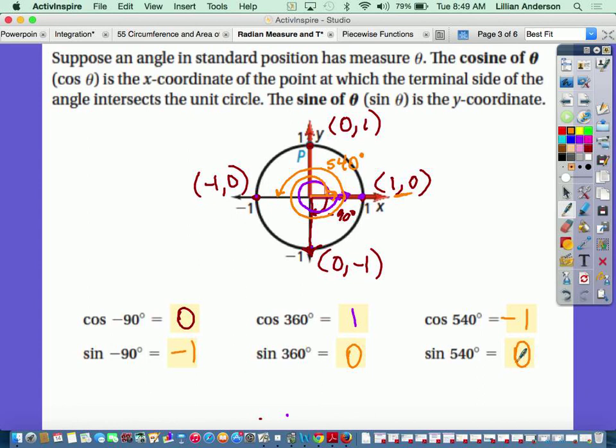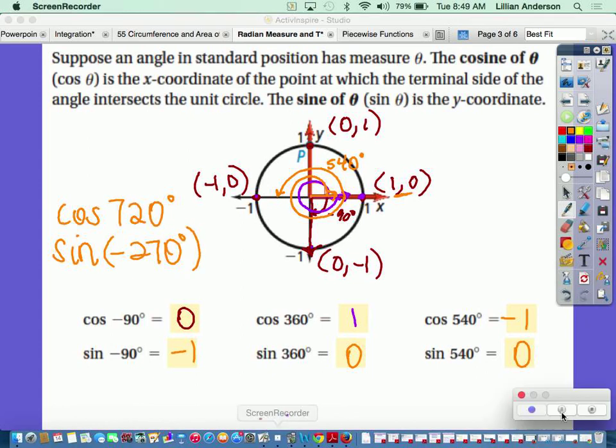Let's do one more, or two more. I want you to tell me the cosine of 720 degrees without using your calculator. And then I want you to tell me the sine of negative 270 degrees. Okay? I'll give you a minute to figure those two out.